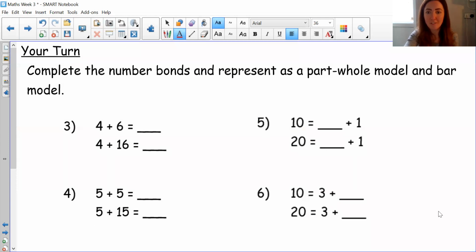So now it's your turn for your independent questions. So complete the number bonds and represent as a part-whole model and bar model. So have a read through. We've got questions 3, 4, 5 and 6. So the first thing is to work out the number bond to 10 and then use that to work out your number bond to 20 and then representing it in different ways. Okay, so pause here and then we'll move on to the challenge afterwards.